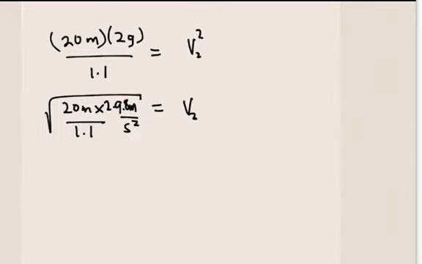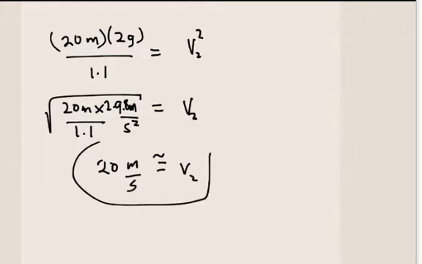Okay, I'm totally approximating, so I'm going to say this is 20. This is like 20. 2 times 9.8, that's like 2 times 10, that's 20, 10 times 20. I'm going to say that the square root of this is about 20. 20 meters per second is the velocity V2.